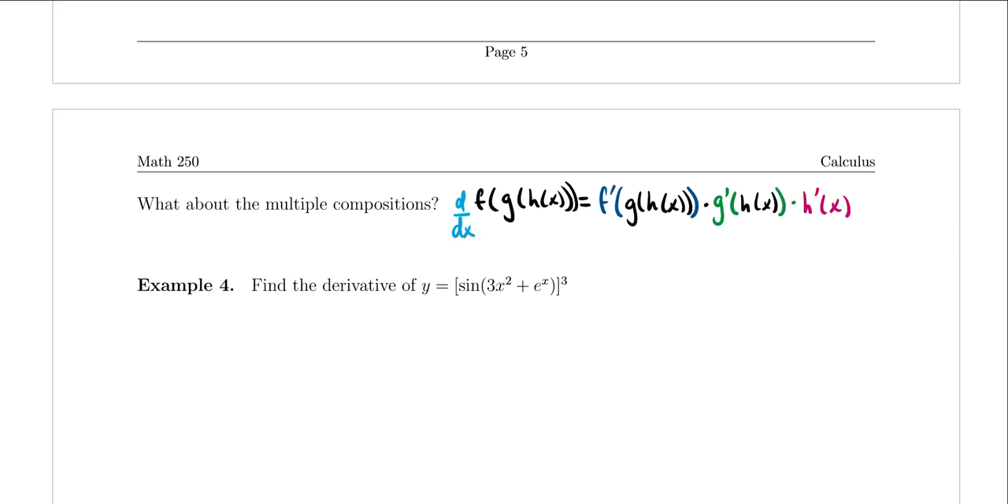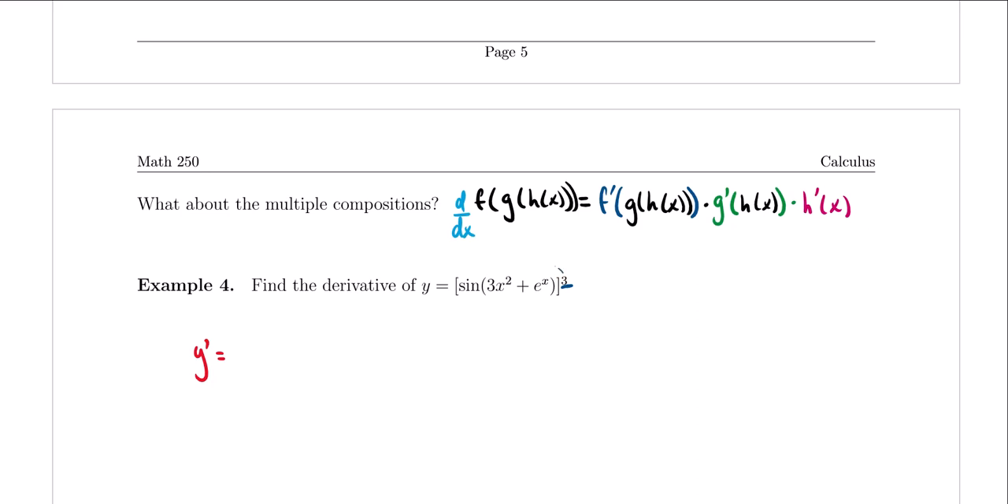So let's take a look at the following function. y is equal to parentheses sine of 3x squared plus e to the x, all raised to the third power. So let's practice. What would be y prime here? So y prime is going to be equal to, what seems to be the outermost function? Well, the outermost function is the function that's raising everything to the third power. So we're going to go ahead and take the derivative.